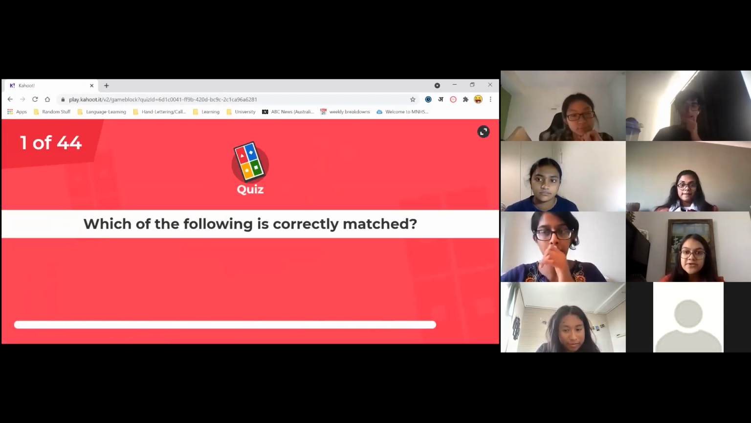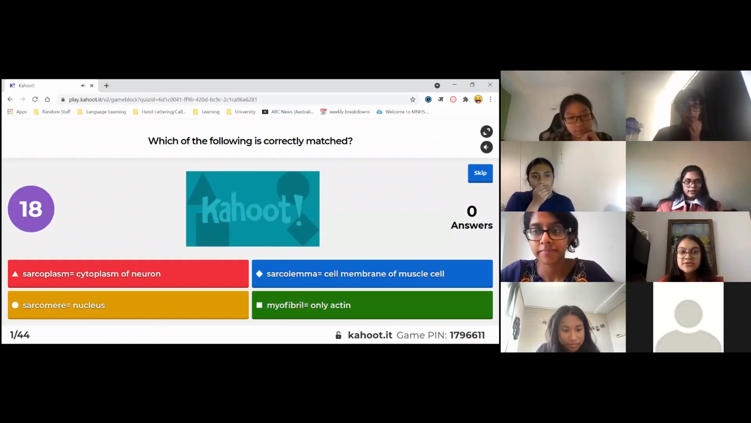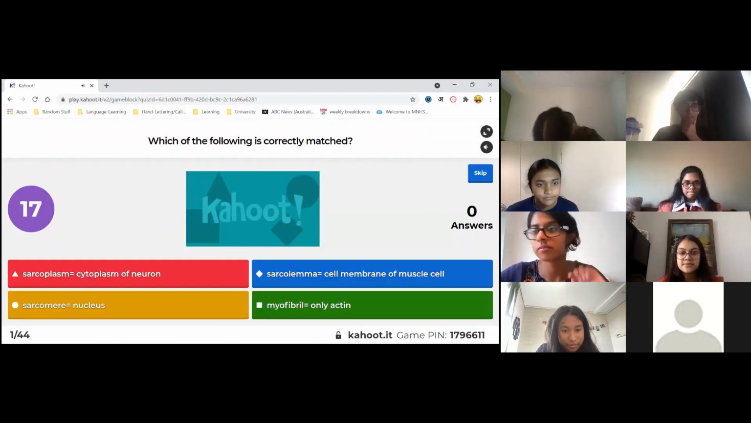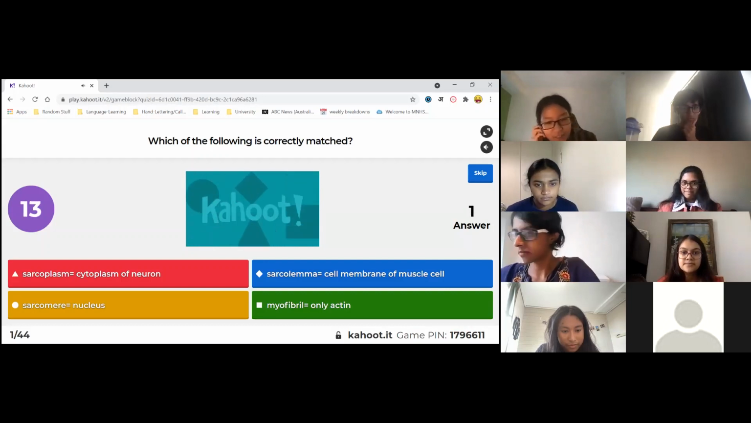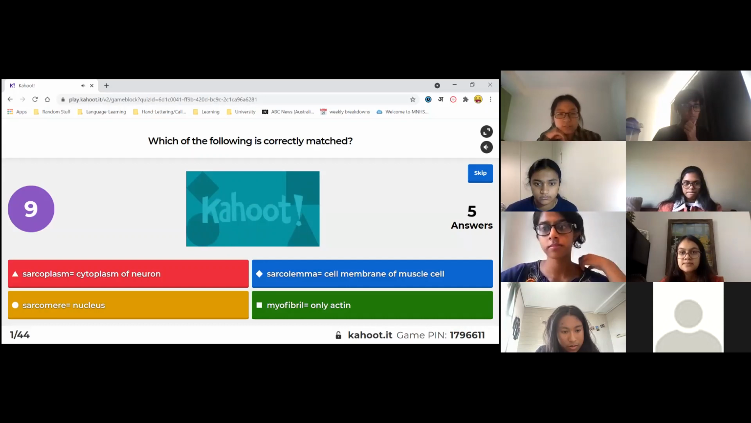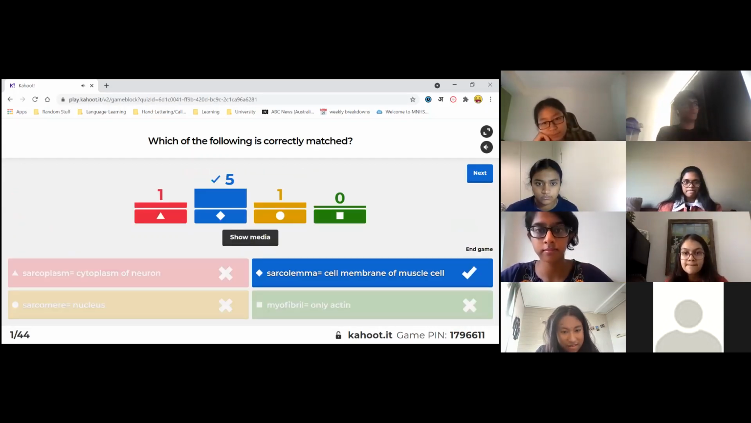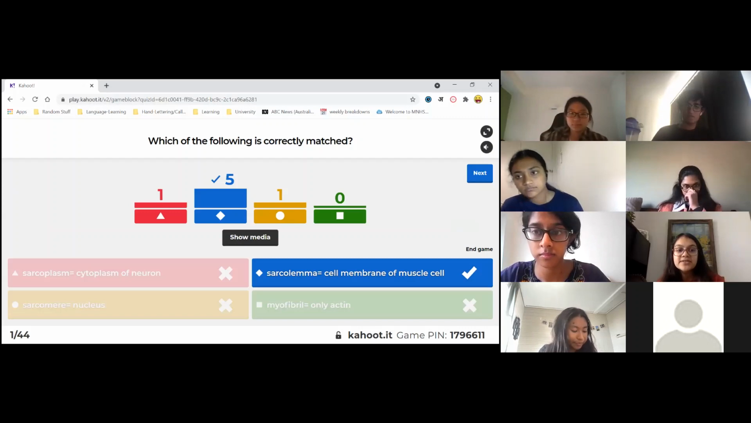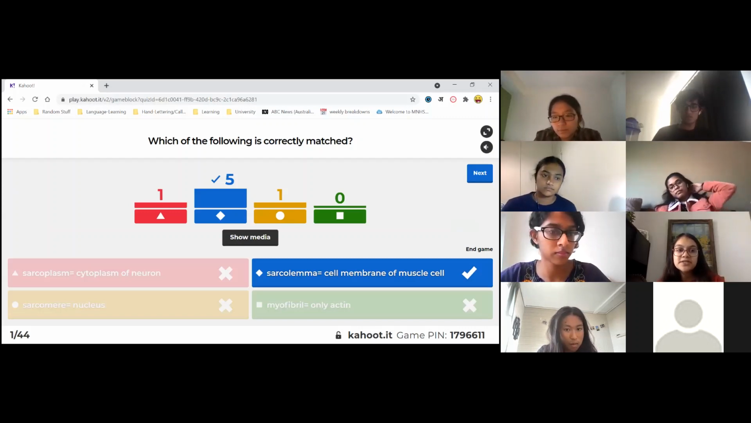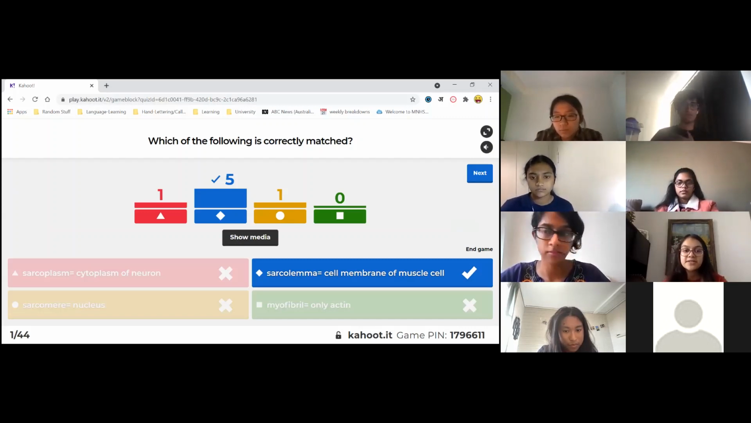So which of the following is correctly matched? Yes, so cytoplasm is cytoplasm of a muscle cell. Sarcomere is the smallest unit of contraction, and a myofibril has both actin and myosin.